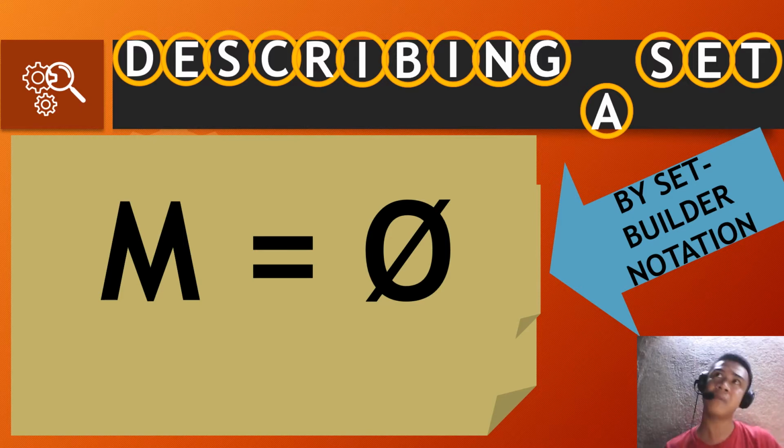An example of an empty set is the set of months which has 32 days. So there is no month with 32 days, right? So this set is a null set or empty set, because there are no months that have 32 days. Okay, so that is the third method of describing a set, set builder notation.